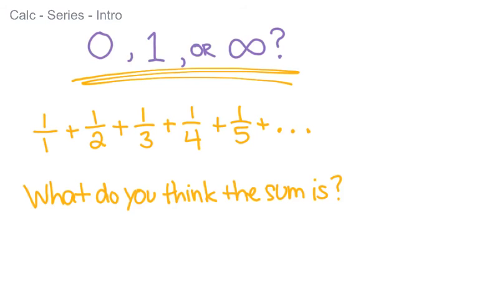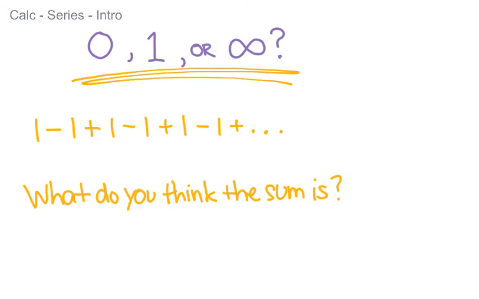Here's another one. Does this add up to 0, 1, or infinity? Basically 1 plus 1/2 plus 1/3 plus 1/4 plus 1/5. The denominator is increasing by 1, but the numerator is staying 1. Is it 0, 1, or infinity? Now I ask those ones because those are the most special numbers in mathematics. It's infinity.